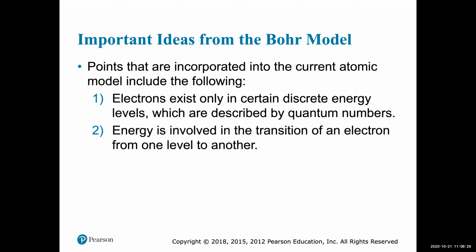So electrons have discrete energy levels. That's the quantum number stuff, which we'll learn about in a few moments. And then also when electron transitions occur, discrete energy is involved in that.